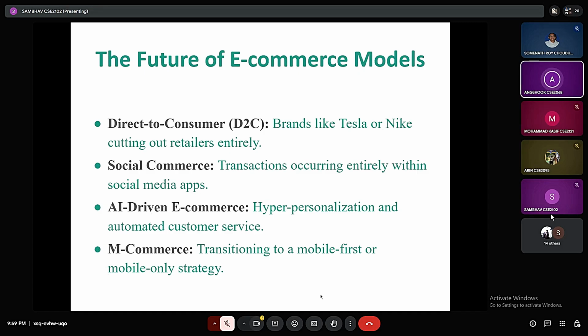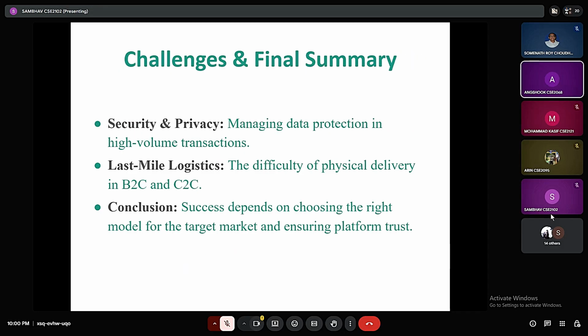AI is also quietly changing everything behind the scenes, from personalized recommendations to instant customer support, making the experience faster and smarter. And finally, mobile commerce isn't a trend anymore, it's the default. For most users today, their phone is the marketplace. That is what these 4 points generally said. The next slide, please.